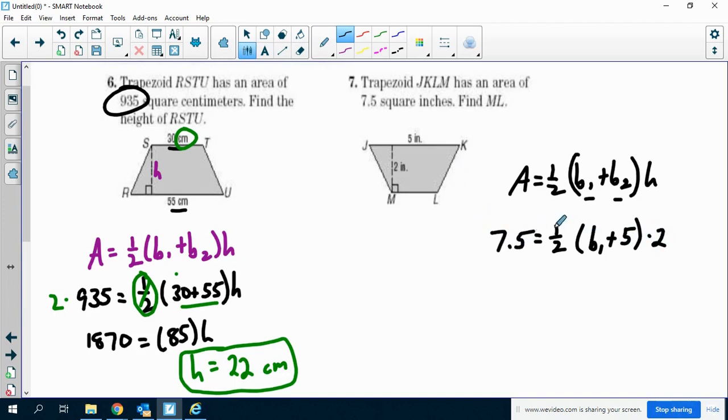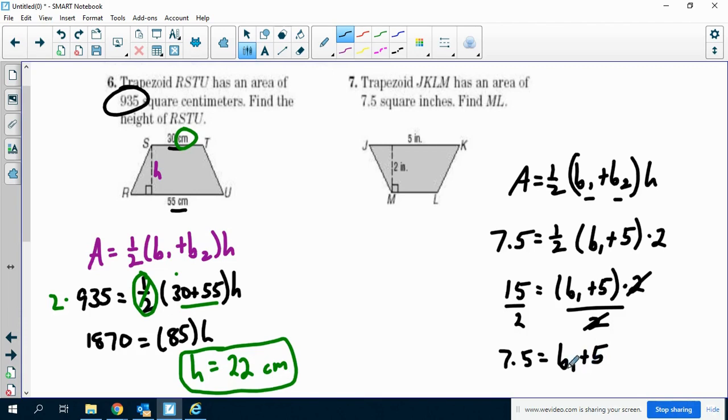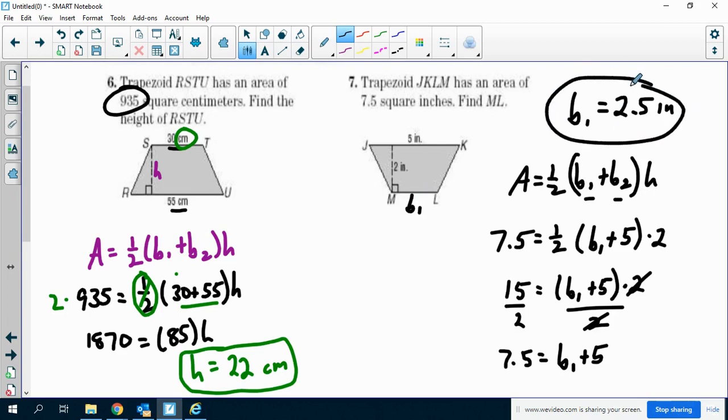So now I can multiply both sides by 2 to get rid of the 1/2. And I could distribute everything, but it's easier to actually not distribute everything. So I'm going to divide both sides by 2, and that gets rid of the 2. So now I'm left with 7.5 again equals b1 + 5. Subtract 5 from both sides, and that base is 2.5. 2.5 squared, not inches squared, my fault. That's kind of an important thing. It's not inches squared because it's not finding an area, it's just finding that length. So it's just 2.5 inches.